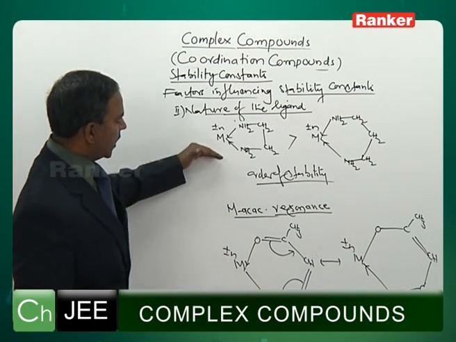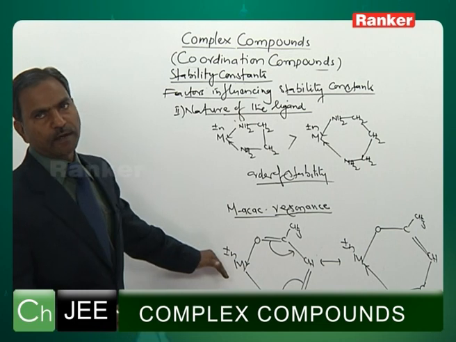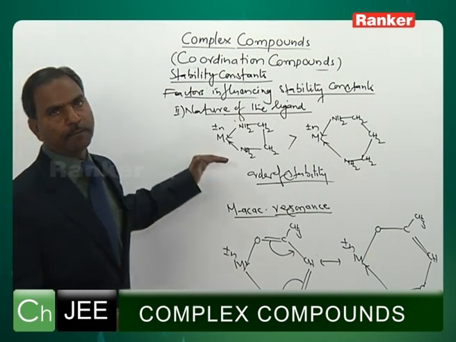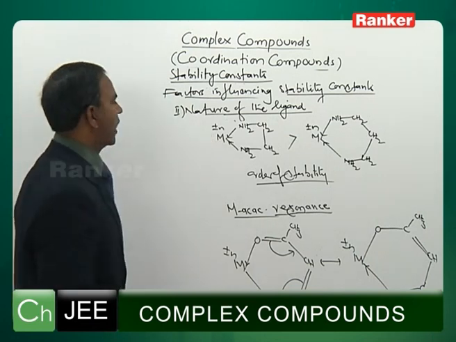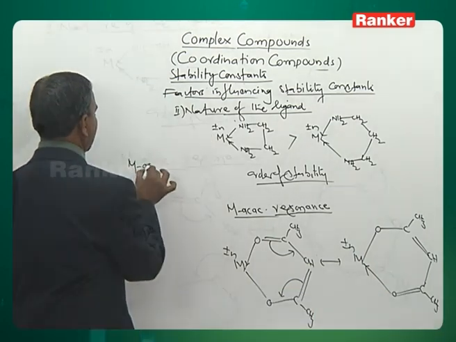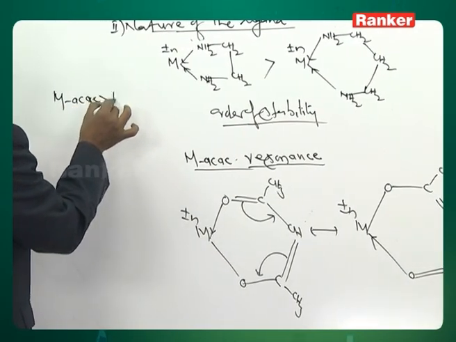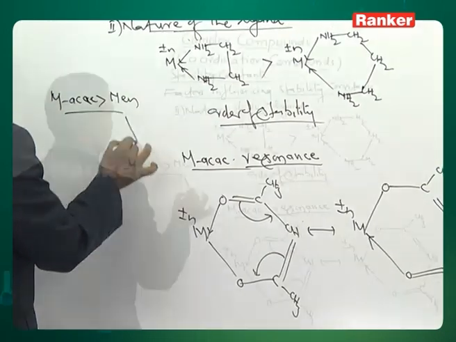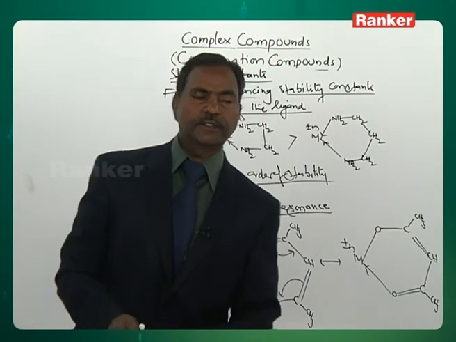We compare MEN and M(acac) complex. The M(acac) complex is more stable than the metal ethylenediamine complex. So we can write like this: the M(acac) complex is more stable than MEN according to this particular concept. This is about ring size.